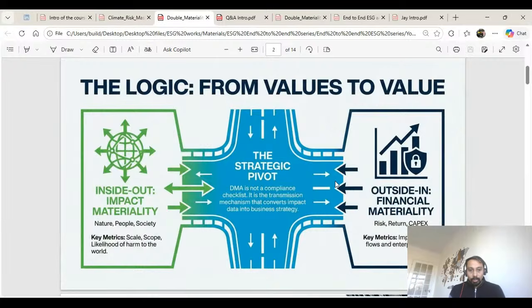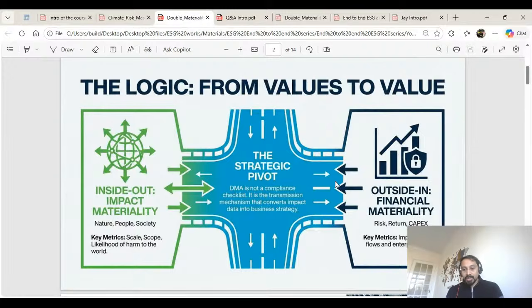So, inside out is part of the impact materiality. That can be nature, people, and society. You have to analyze how your product and your service impact nature, people, and society. So the key metrics can be the various types of emissions, energy, and other things.